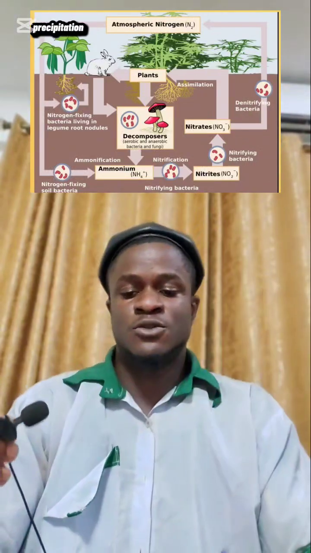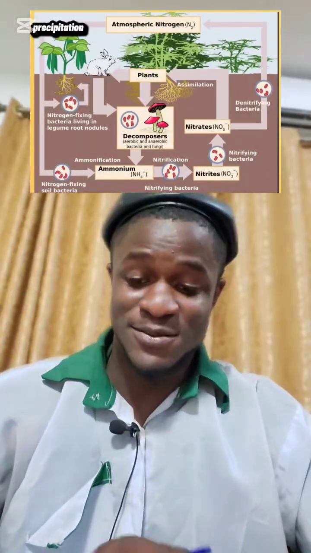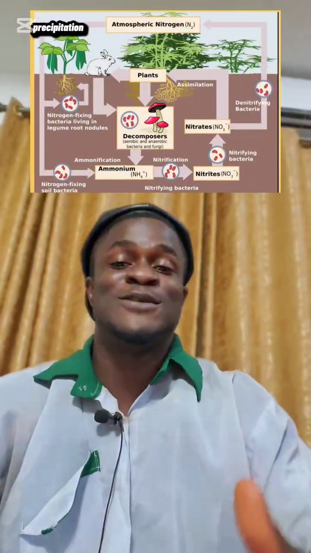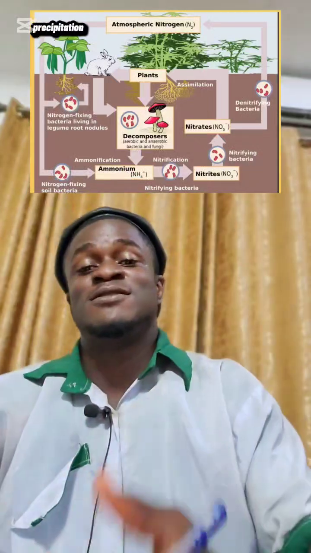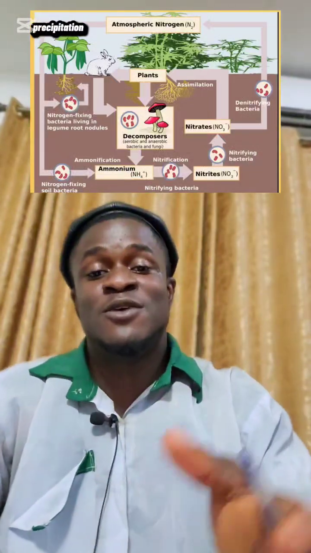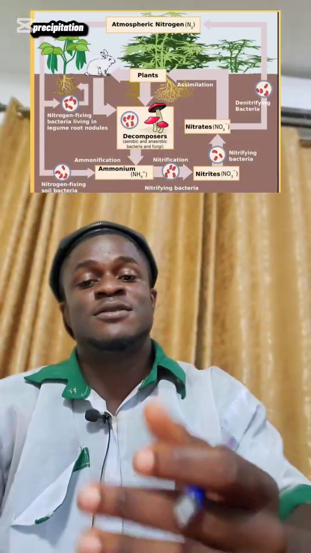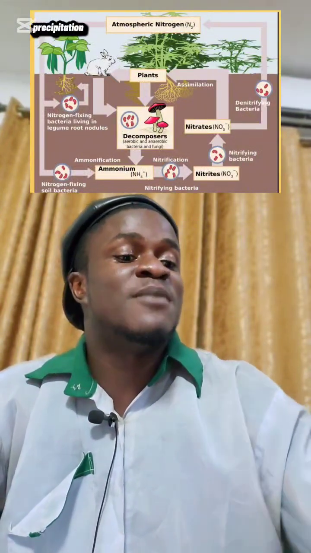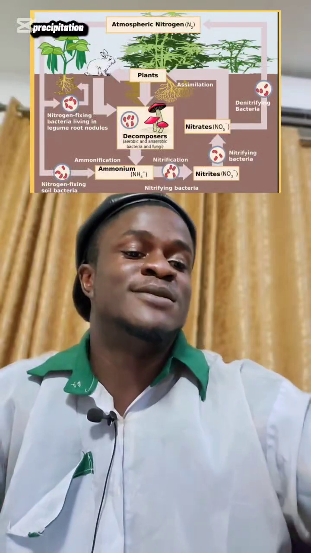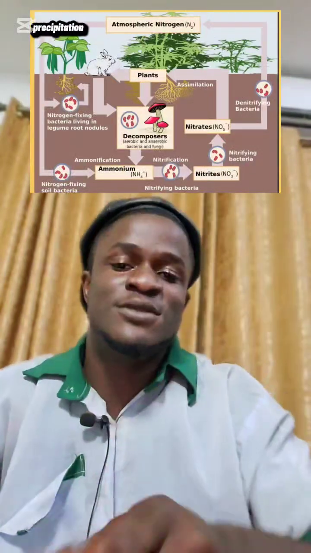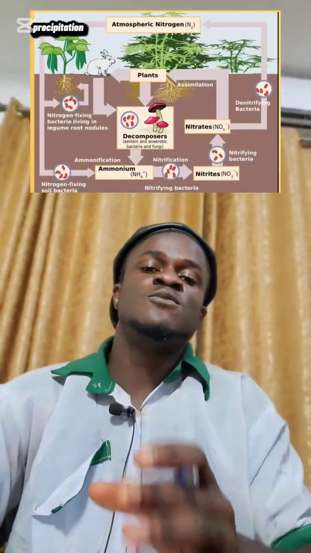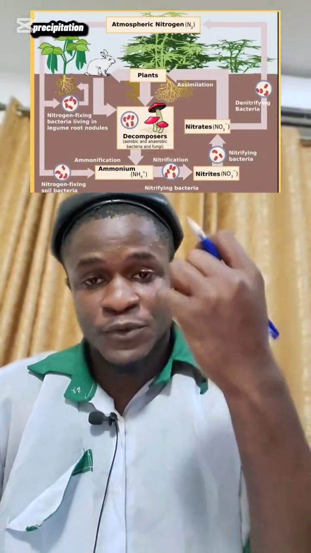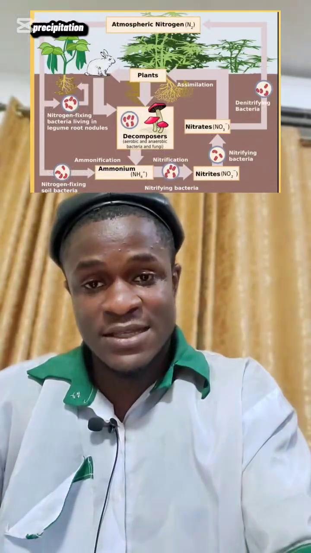Okay, let us move on to the next part of the diagram. So how do animals get this nitrogen that we have been talking about since this video started? The animal gets its own part of the nitrogen when it consumes the plant. And how does the nitrogen that the animal got from the plant go back to the cycle? The nitrogen goes back to the cycle when the animal defecates through excretion, or when the animal dies.